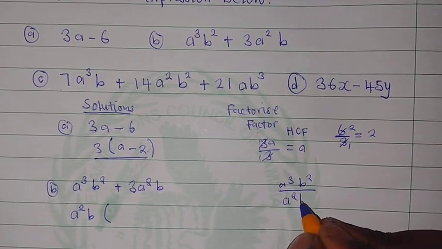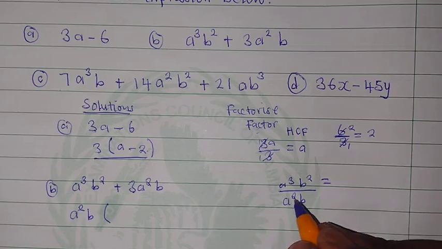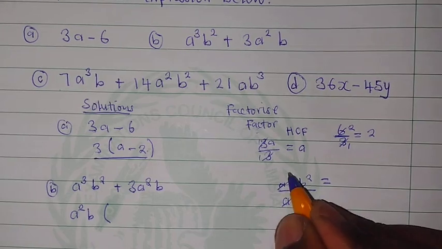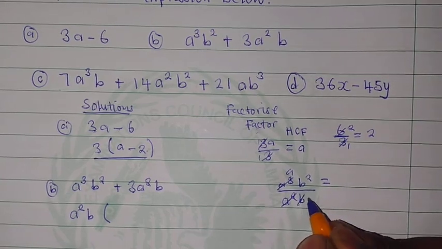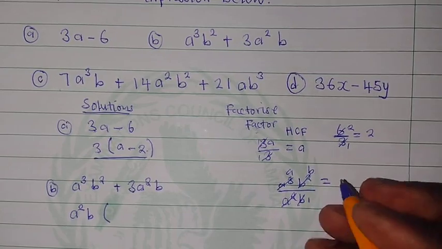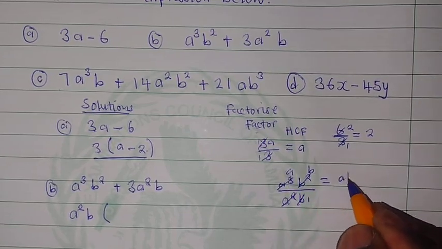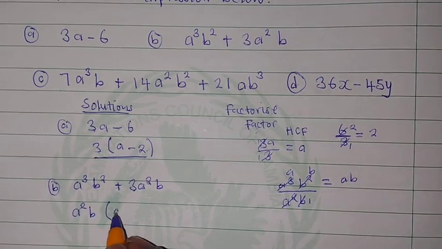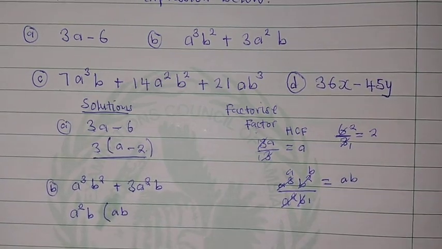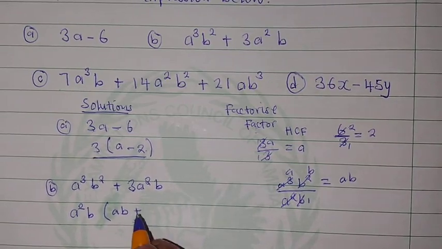So a squared and a b. What are we going to remain with? So this a squared into a power 3, we will remain with a. B into b squared is a b. So we remain with ab. So inside the brackets, we are going to write ab. I hope it's clear. Then we are going to write plus.